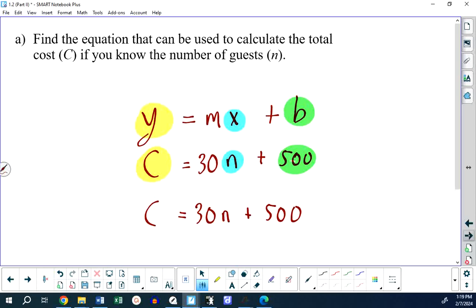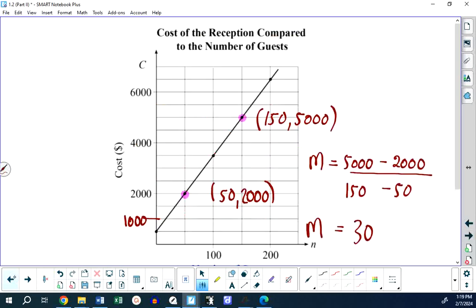Perfect. And you know what I didn't do, and I didn't do it intentionally? Every time we calculate slope, every time I've said to you, 30 what? And I didn't do it this time. What is this? What are the units? It's dollars per guest.